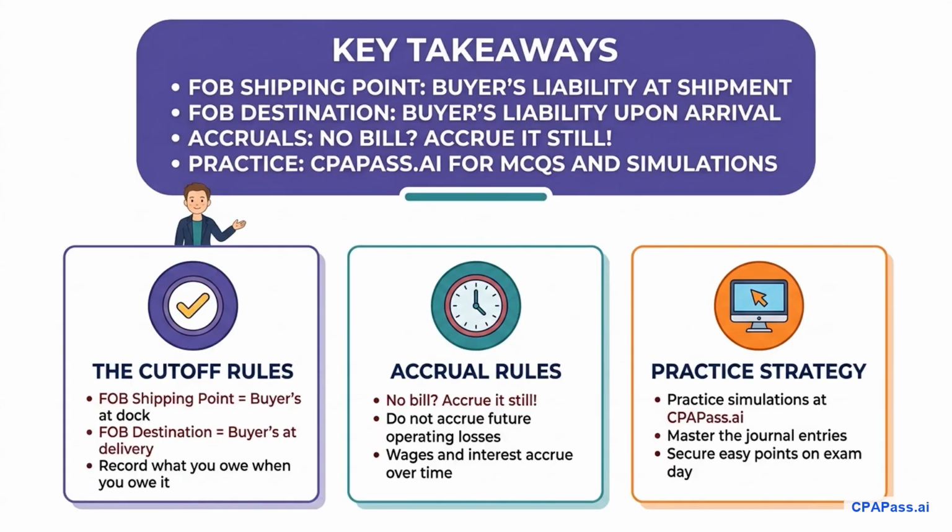To recap, accounts payable represents unpaid supplier invoices where goods have been received or title has transferred. Remember, FOB shipping point means it is the buyer's liability as soon as it ships. FOB destination means it only becomes a liability upon physical arrival. Never accrue future operating losses or record liabilities on a mere planned commitment date. For accrued expenses, remember our rule: no bill, accrue it still.